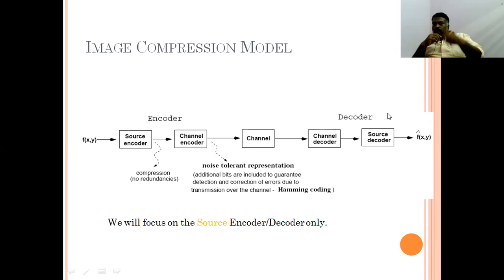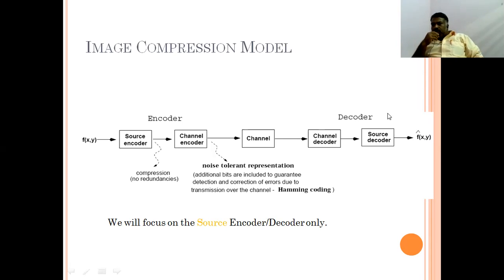The channel encoder gives a noise tolerant representation for carrying the signal. Additional bits are included to guarantee or protect the data transmission, to perform error-free transmission.